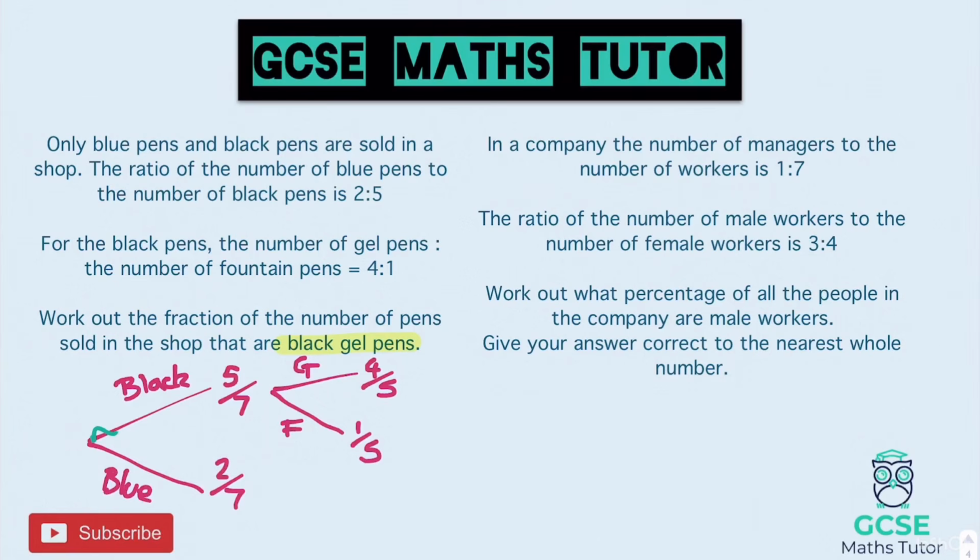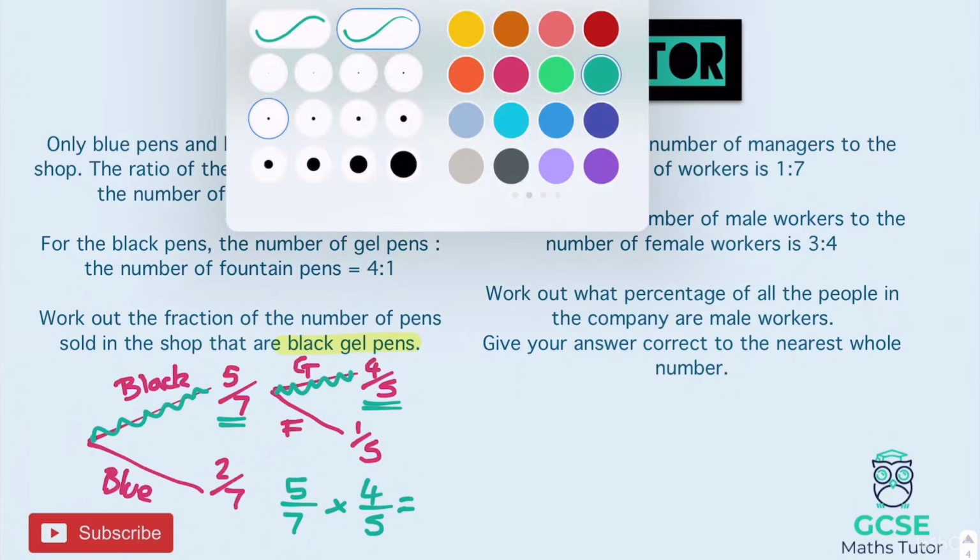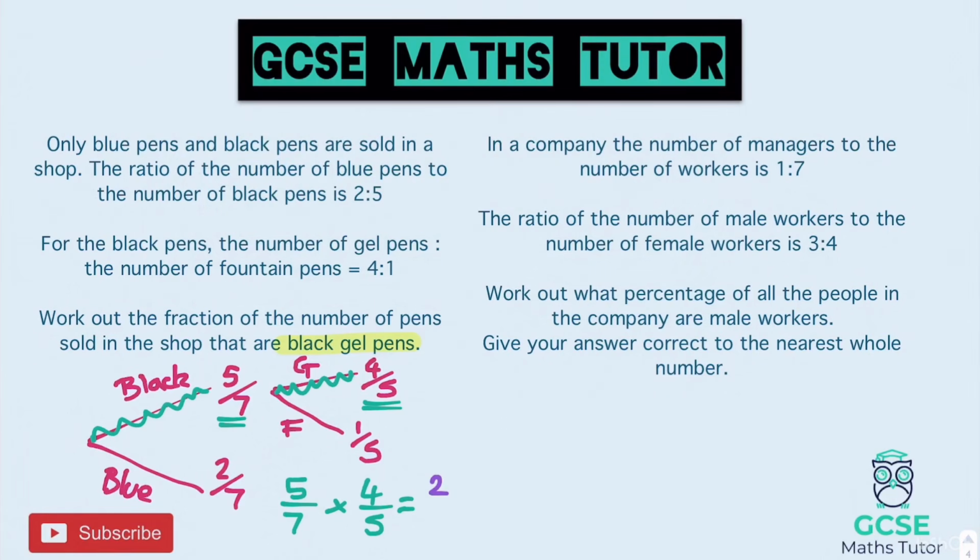So we'll go up the black route, through the 5/7, and then through the gel pens, which is 4/5, and we'll multiply those two together. So we have 5/7 multiplied by 4/5. And that's going to give us our final answer here. Multiplying the top together gives us 20. Let's do this in a different colour. 5 times 4 is 20. And 7 times 5 is 35. There we go. And we don't need to simplify that there. That is the fraction. Again, you wouldn't be wrong to simplify it, but I can just leave that as 20 over 35, which makes it quite nice and easy to finish my answer there.